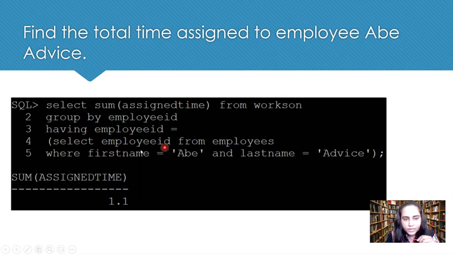Once I get that, then I can use that result in my outer query. The outer query says select sum in brackets assigned time from works on, and then I'm grouping all the times by employee ID. So if you keep it till here, then you will get the total assigned time for each employee. But I only want it for Abe Advice, so I've added the clause having employee ID equal to, and then the result of this query, which is 5. So that is why I will get 1.1, which is the assigned time for just Abe Advice.